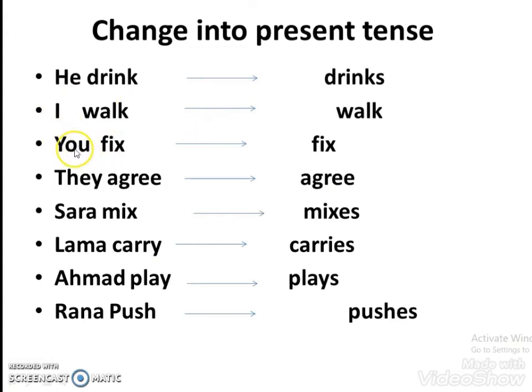You fix or you fixes? You fix. Why don't we add an es to fix? Because we have you at the beginning. You don't take an s.